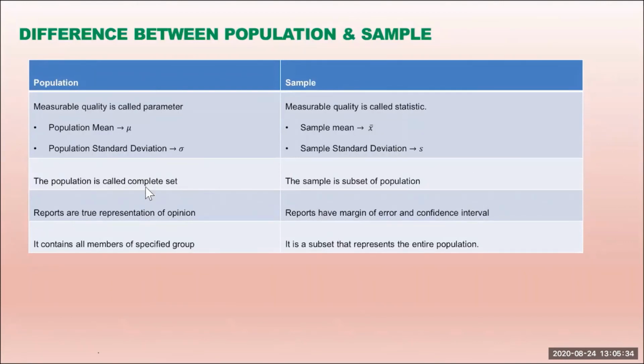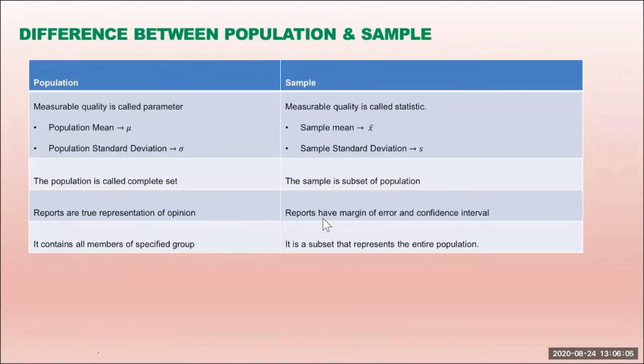Population is everything under consideration, whereas a sample is a small section of the population, a small subset of the population. When we find the parameter, it is the true representation of the population. It is the true mean or true standard deviation. This is the exact mean and the exact standard deviation of the entire population. So it is a true representation. Whereas if we take a sample and find the average or the standard deviation, the actual average can be a little bit more or less than that.